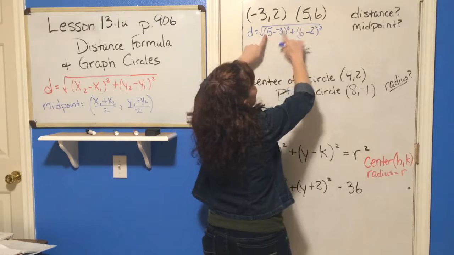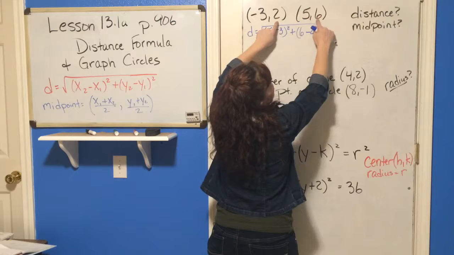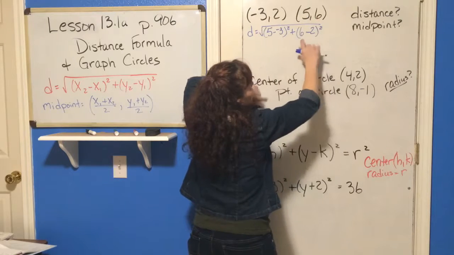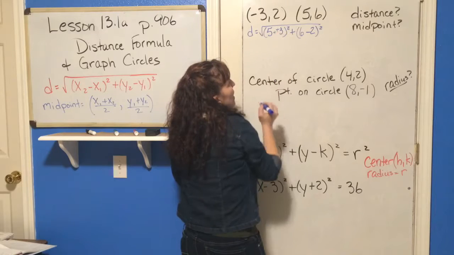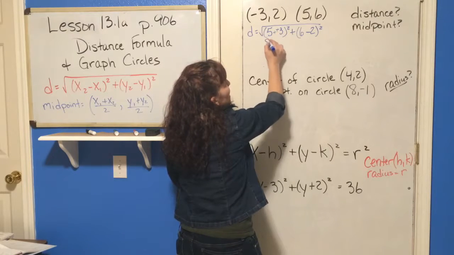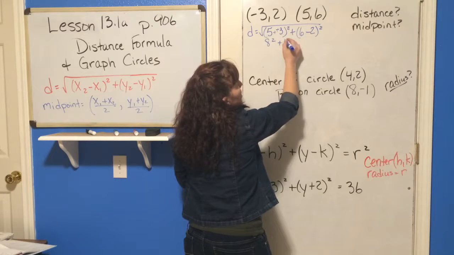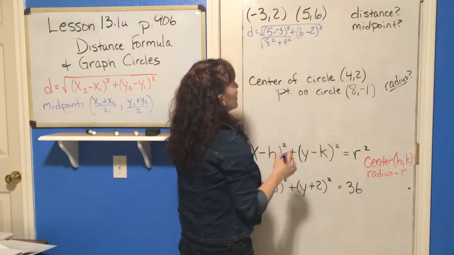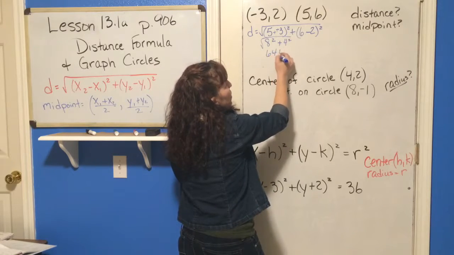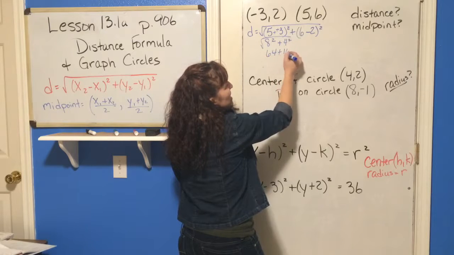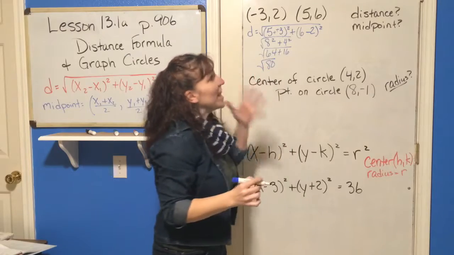So I took first my x's, and I took 5 minus a -3. Then I took y's and took 6 minus 2. And now we're going to subtract them and then square them. So 5 minus a -3 is 5 plus 3, which is 8 squared. And 6 minus 2 is 4 squared. And so we've got the square root of both of those. So now just multiply it out. 8 squared is 64. 4 squared, 4 times 4, is 16. And if we add those together, the square root of 80 is our distance.